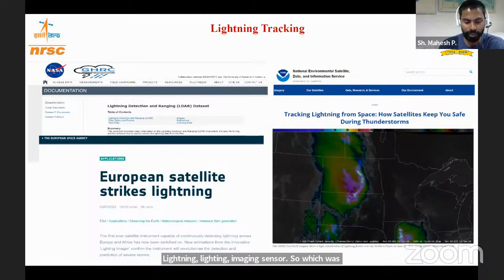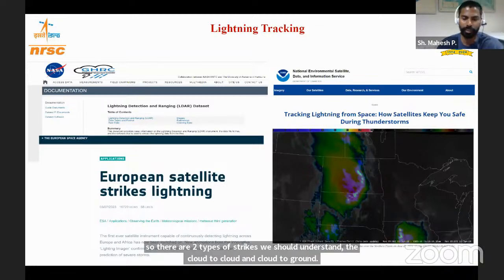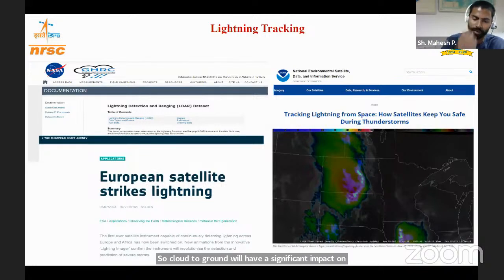As part of this GHRC program of NASA, the Global Hydrometeorology Resource Center is also providing lightning strikes. There are two types of strikes, and we should understand the difference: cloud to cloud and cloud to ground. Cloud to ground will have a significant and direct impact on human health and resources. But cloud to cloud has a different aspect, like atmospheric dynamics and the climate change perspective.